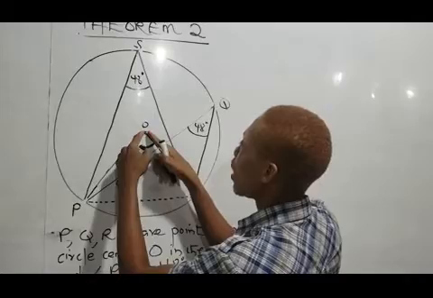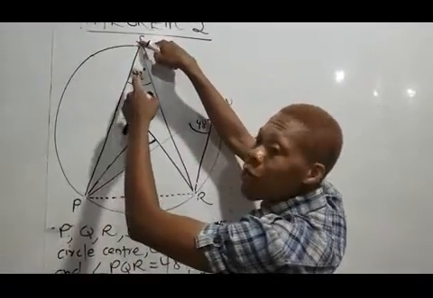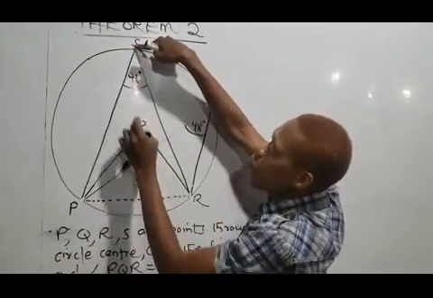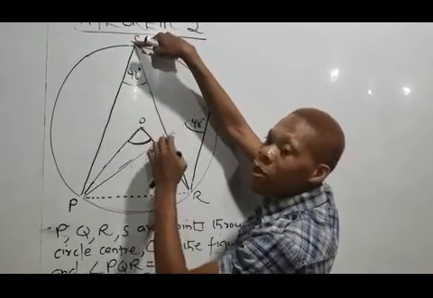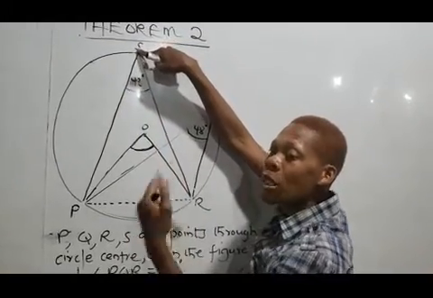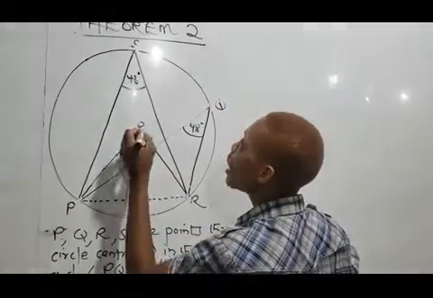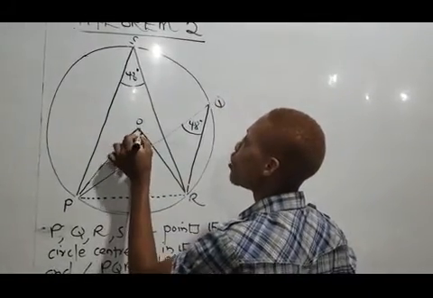So angle at the center O, look at the chord PR, it is subtending S at the circumference. So the one at the center should be twice the one at the circumference. So if the one at the circumference is 48, if we multiply 48 by 2, we are going to get 96 degrees.